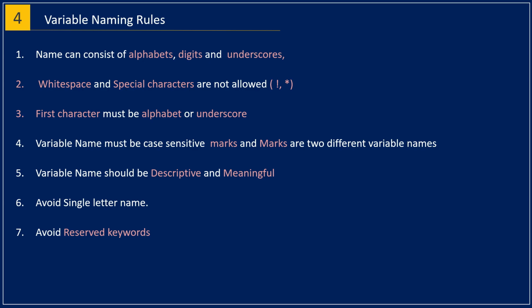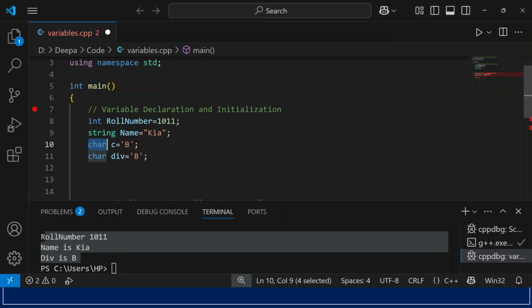Avoid reserved keywords. We'll cover this point in the keywords section. As of now, make sure you do not use keywords. For example, this is a keyword, this is a keyword, namespace is a keyword. All these are keywords we cannot use as a name of a variable. For example, char we will not be able to write, it's showing an error because this has a special meaning. So this is all about variables, variable declaration, variable initialization and variable rules.